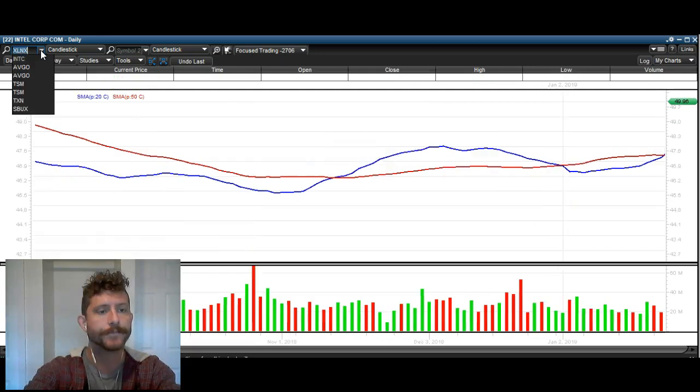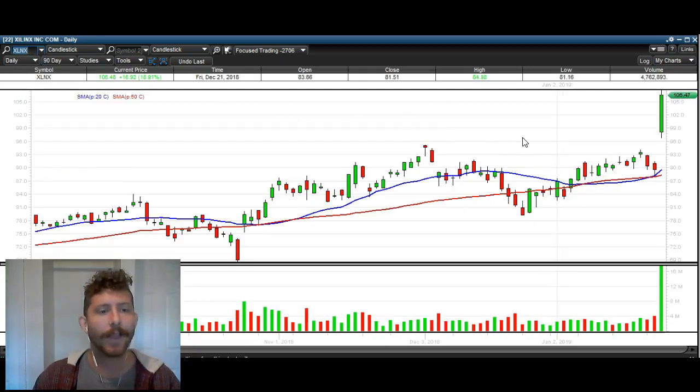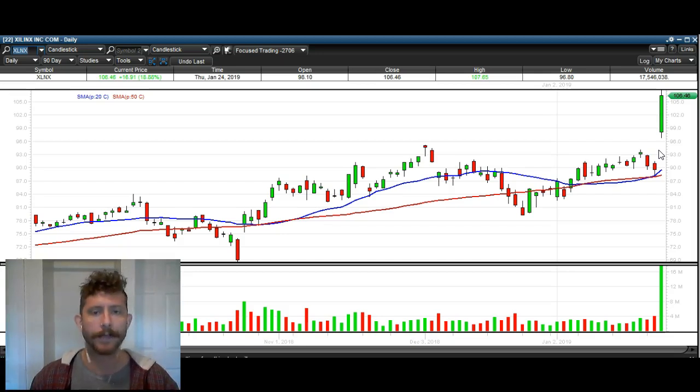Speaking of, we've got XLNX. This is another semiconductor. Look at it breaking out huge, on huge volume in reaction to earnings. All-time highs, guys, all-time highs. Okay, last earnings reaction was over here. And you can see it broke higher. Big move since then.